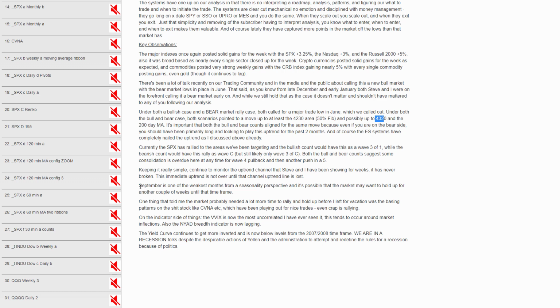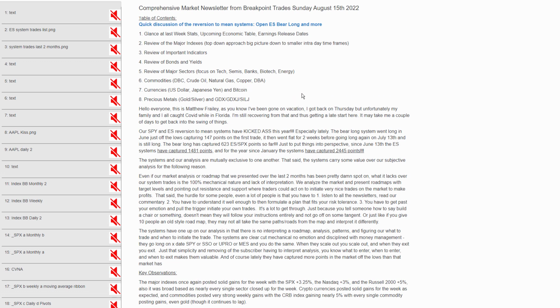And another thing is seasonality. September tends to be one of the weakest months from a seasonality perspective. And maybe the market will hold up for a couple weeks into September, and that's where we finally get our correction. All right. Yield curve is strongly negative, as you know, continues to get worse, and we are in a recession despite the administration trying to redefine the rules of a recession.